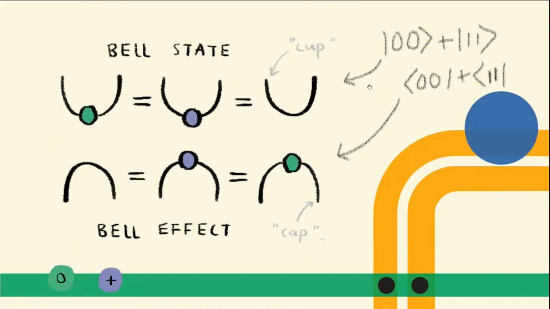So this is something more interesting. Now we can construct the Bell states. This is the first Bell state, and it's represented simply by a cup. It's just two outgoing wires. And then of course the Bell effect is just the flipped version of that.